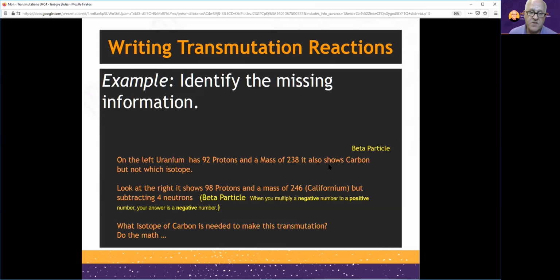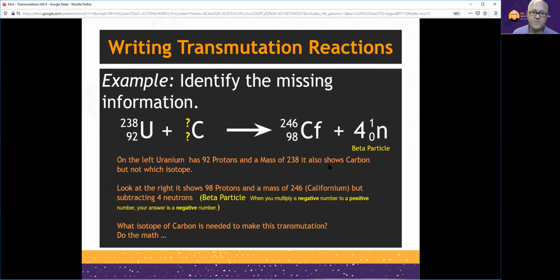Now let's identify the missing information on this one. Here we start off on the left with uranium. Uranium has 92 protons and a mass of 238. Looks like it's going to join with carbon here, but we don't know which isotope of carbon yet. It results in californium plus 4 beta particles. That big 4 in front of this beta particle says that I've got 4 of them.